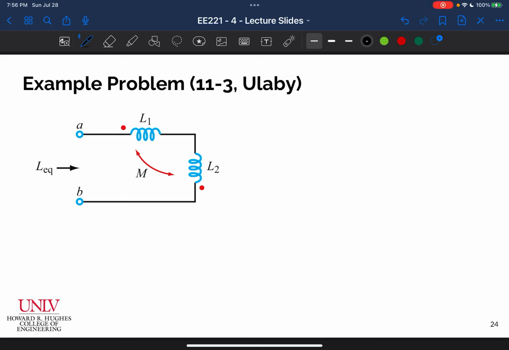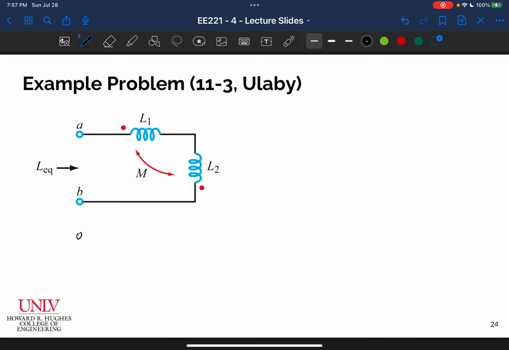All right, so just another quick example here. This is an exercise in using the dot convention again to derive the equivalent inductance looking into these terminals A and B here. So basically we could replace these dotted inductors and the mutual inductance with a single equivalent inductance. And how do we do that? Well, let's go ahead and see what we can do here.